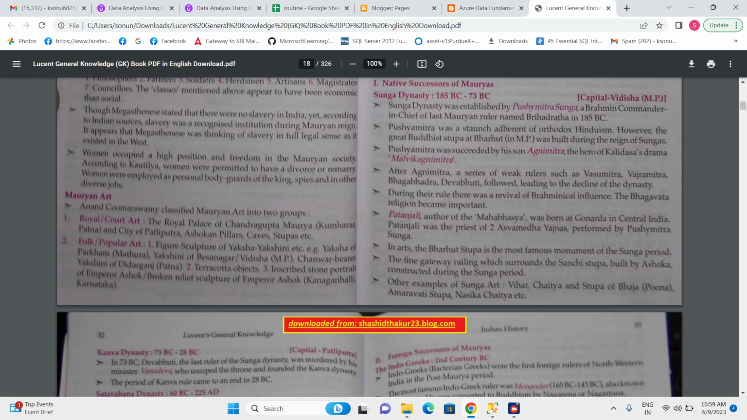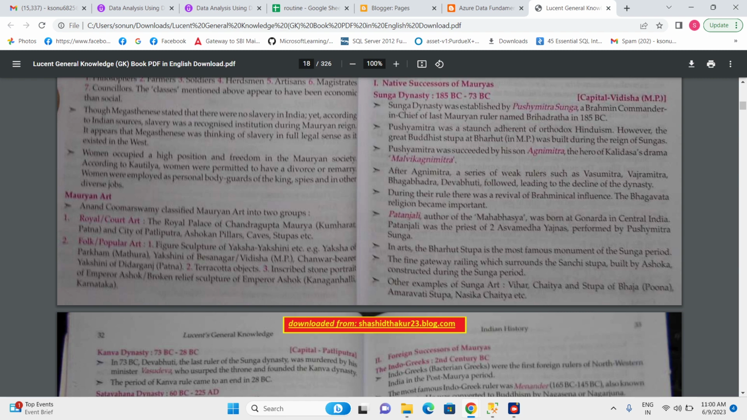Now another important point: language. The language was Prakrit at the time of the Satavahana dynasty. For coins, they issued lead, copper and bronze coins. Some important stupas were built at the time of the Satavahana dynasty, which are Amaravati and Nagarjunakonda.